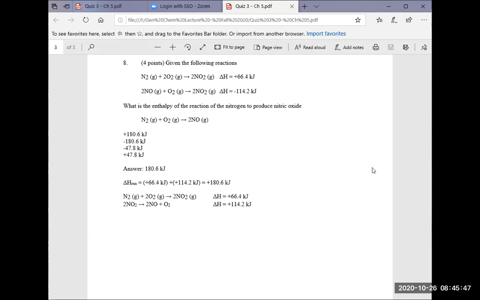So when we added up these delta H's to see what the final answer is, we would have plus 66.4 kilojoules for that first reaction. And then the second one, because it's flipped, it's now a positive 114.2 kilojoules. And you add that up and you get plus 180.6 kilojoules.